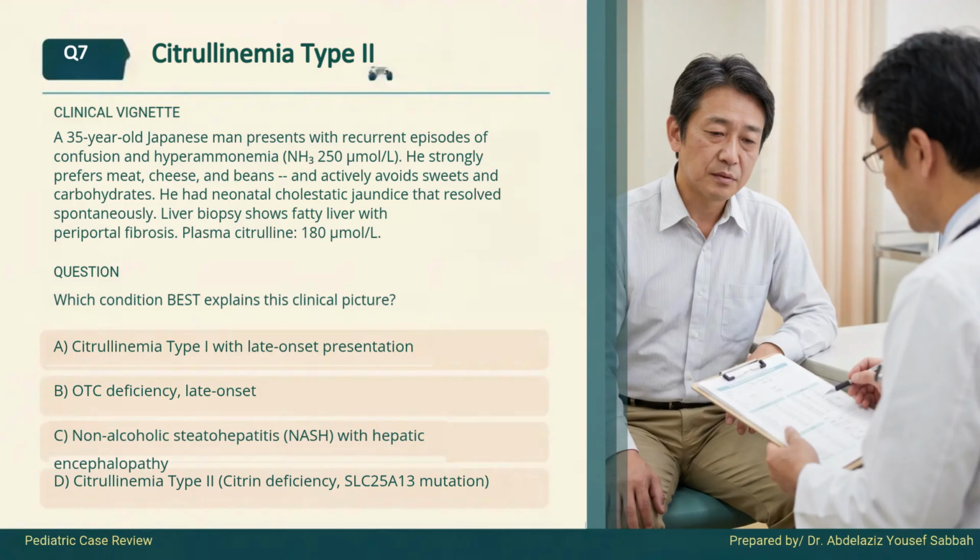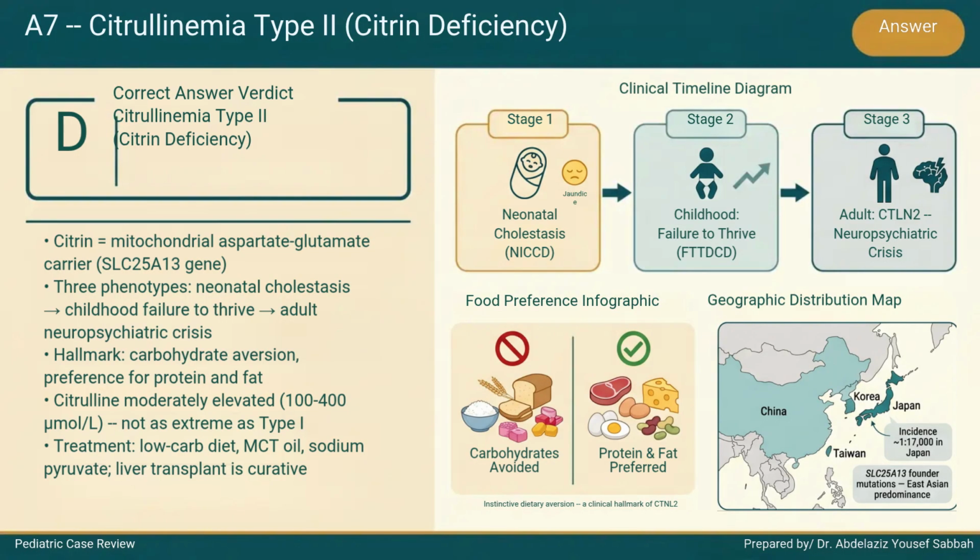Option A, citrullinemia type 1 with late onset presentation. Option B, ornithine transcarbamylase deficiency, late onset. Option C, non-alcoholic steatohepatitis with hepatic encephalopathy. Option D, citrullinemia type 2, citrin deficiency, from an SLC25A13 mutation. The correct answer is option D, citrullinemia type 2, also called citrin deficiency.